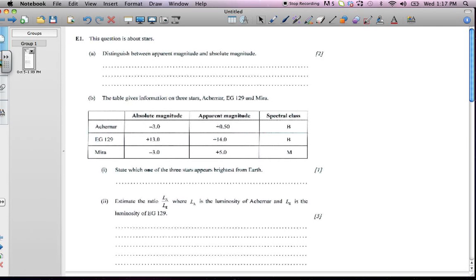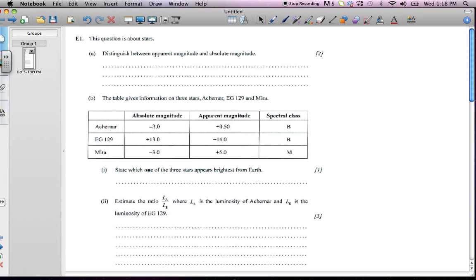Hi students, so this is the standard level worksheet for the astrophysics, and I'm going to be doing the first paper, and that paper is actually the May 2009 paper 1, time zone 1, paper 3, time zone 1. So the first question says, this question is about stars.